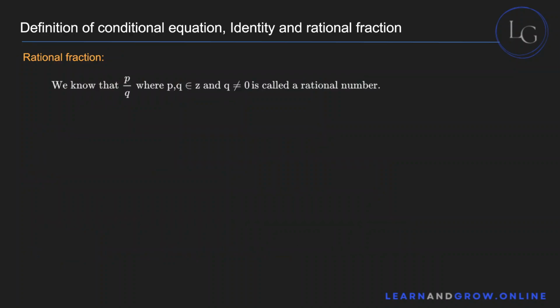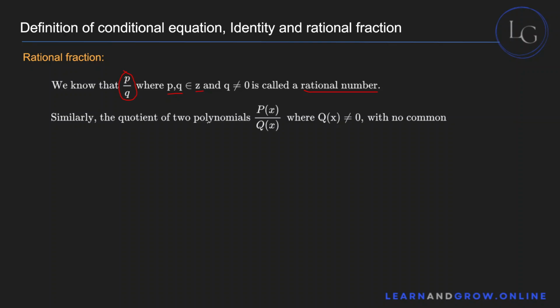Now let's see a rational fraction. Now we know that for example, this p by q, where p and q are integers, this z represents an integer. So p and q must be integers, and q must not be equal to 0, obviously, because that becomes an undefined result. So for where p and q are all integers and q is not equal to 0, it is called a rational number.